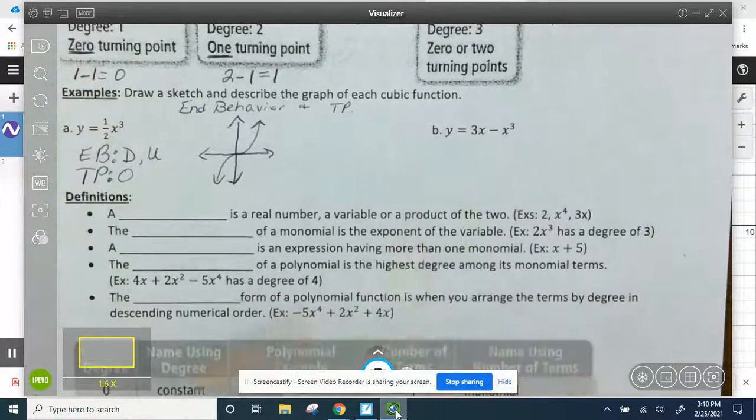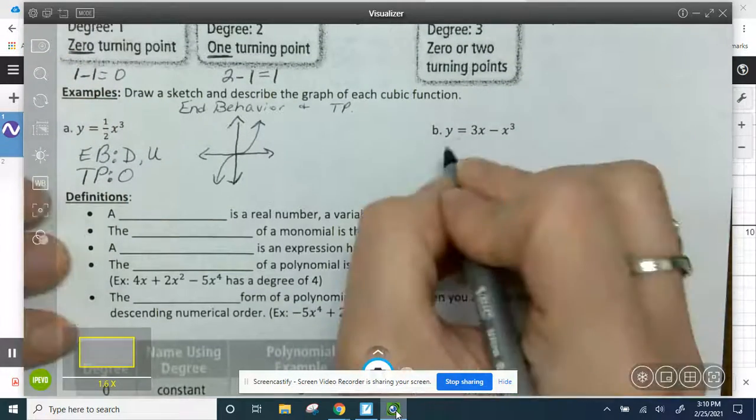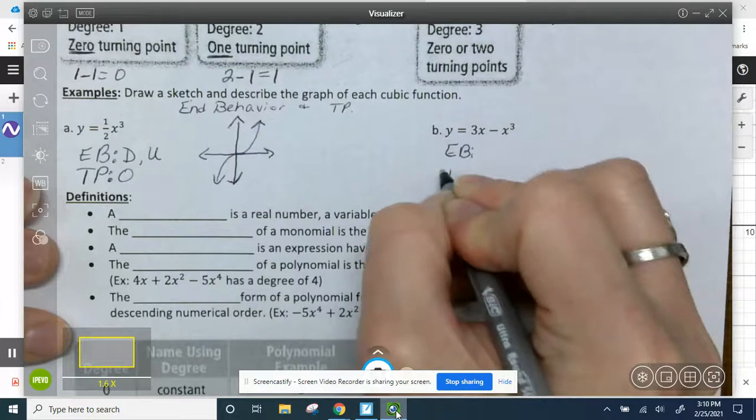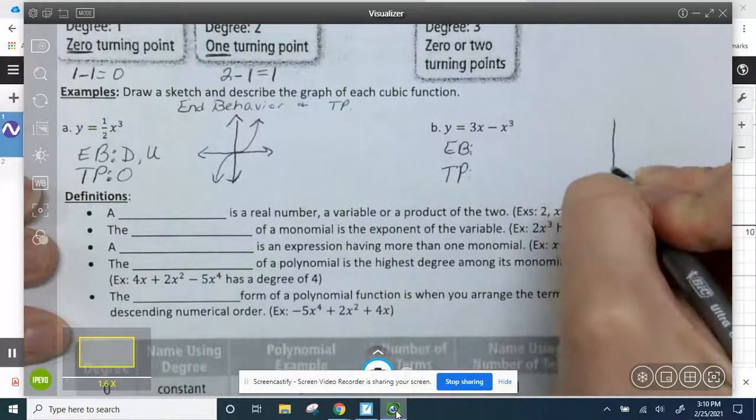Pause the video and try this one. Graph it in Desmos, and see what type of end behavior and turning points this one has, and then draw your graph.